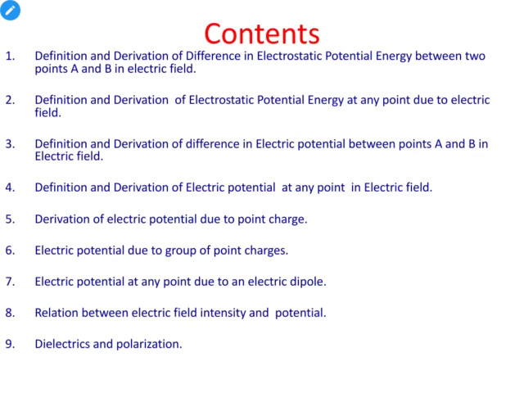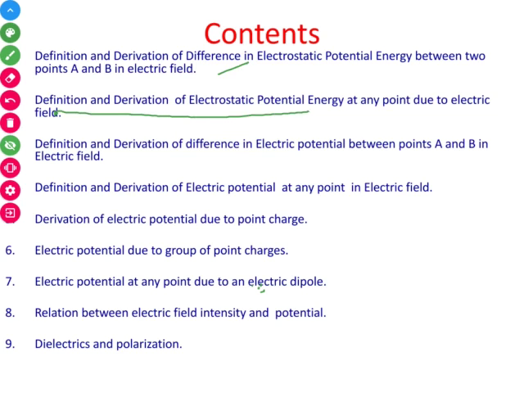So the contents for today's lecture are as follows. First of all, we will define electrostatic potential energy between 2 points A and B, and then we will also derive the expression for electrostatic potential energy. Then we will also define electrostatic potential energy at any point due to electric field.